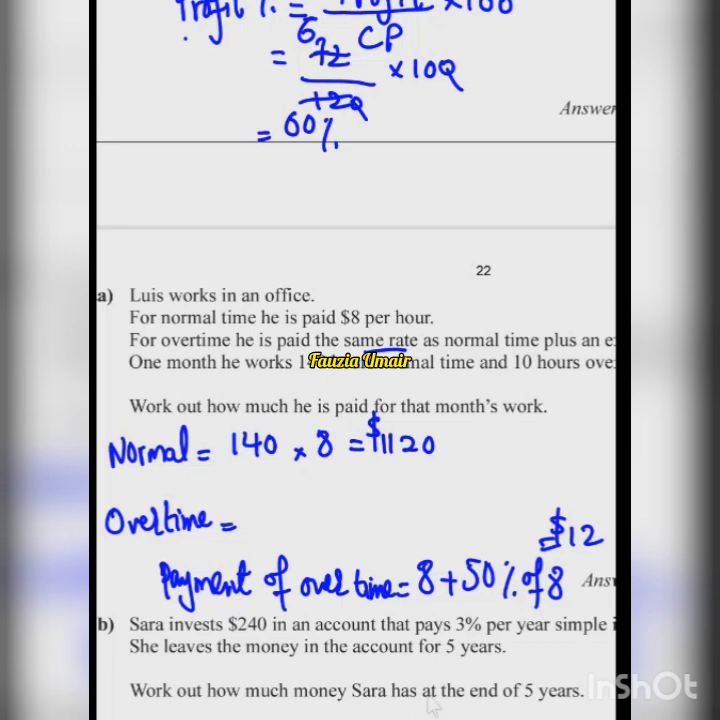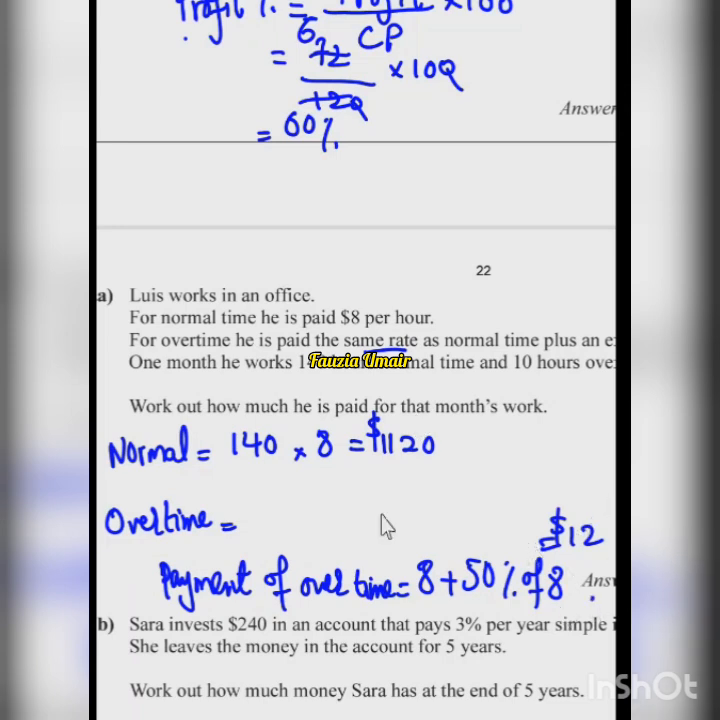Kinza, you have recently joined, but are you clear? Yes, miss. All right, beta. So for extra time, he's getting $12.